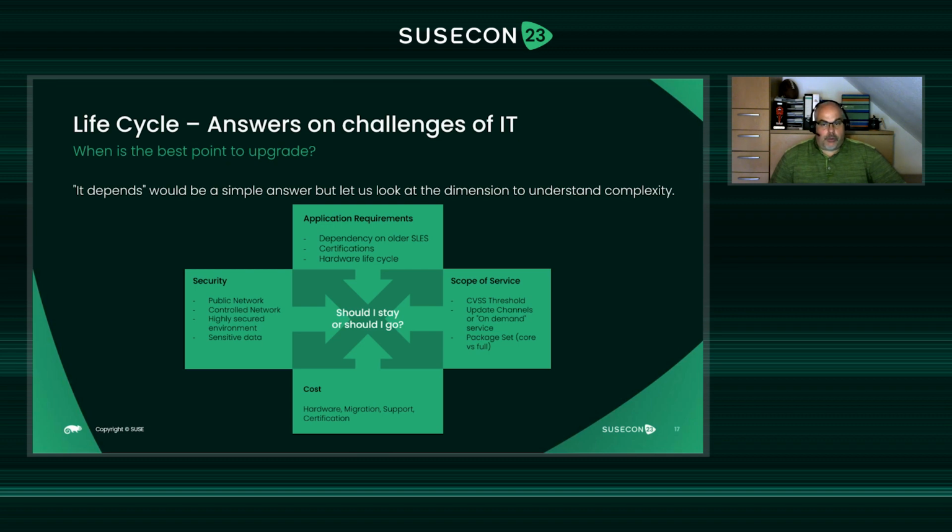First, let's consider security. Assess the type of services you run and the sensitivity of the data you handle. Are you operating in a highly secured environment, protecting your systems already? Do you need to differentiate your services on public networks or controlled networks? Understanding the security requirements specific to your environment will guide your decision-making process on security aspects.